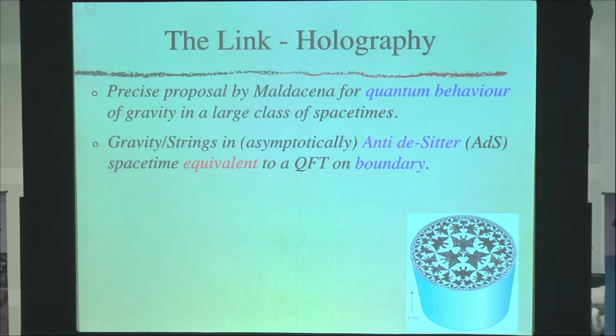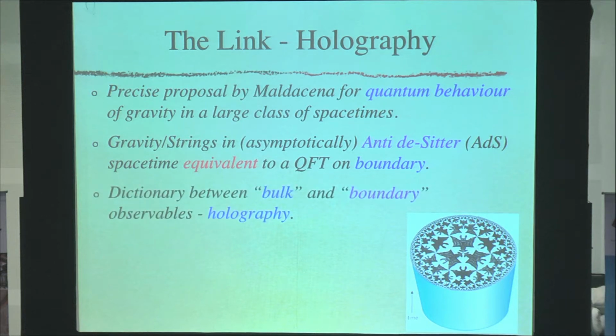So this is a sort of a cartoon of anti-de Sitter space-time, and what Maldacena proposed was that gravity, or more generally string theories in these anti-de Sitter space-times, are equivalent to the quantum gravity, or just the behavior of gravity in these space-times, can be equivalently described by a quantum field theory on the boundary of this space-time, which in this case would be the two-dimensional cylinder, which is the surface of this solid three-dimensional AdS that you see over here.